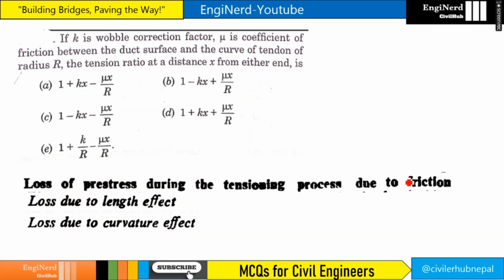So next is, if K is the wobble correction factor and mu is the coefficient of friction between the duct surface and the curve of the tendon of radius r, the tension ratio at a distance x from either end is... This is from losses. Loss of pre-stress during the tensioning process is due to friction. They are of two types: loss due to length effect and loss due to curvature effect.